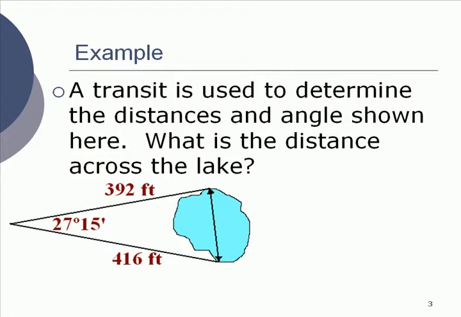I'm going to show you how to do that over the next couple of days. And then we could measure the angle in between, which turns out to be 27 degrees 15 minutes. We want to know how wide the lake is. Okay, that's what we're looking at. So the first thing that we really need to do is take that angle and convert it into pure decimal degrees. How are you going to take that 27 15 and convert it into decimal degrees?